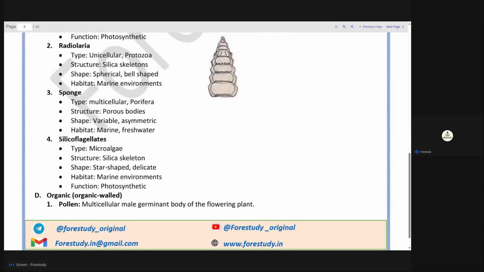Next will be sponges. Sponges are multicellular. It's a porifera. Structure is porous bodies. Shape is variable, asymmetric. Asymmetric means there is no symmetry. And habitat is marine and freshwater.